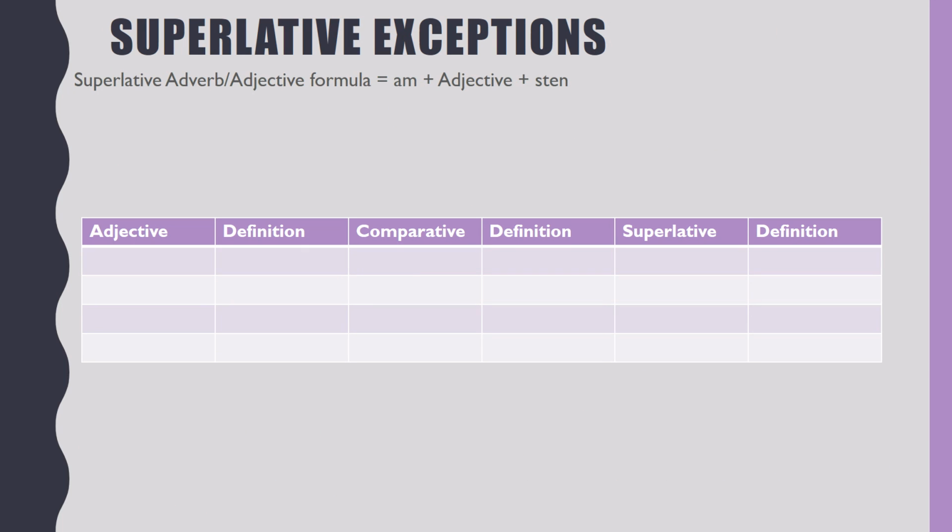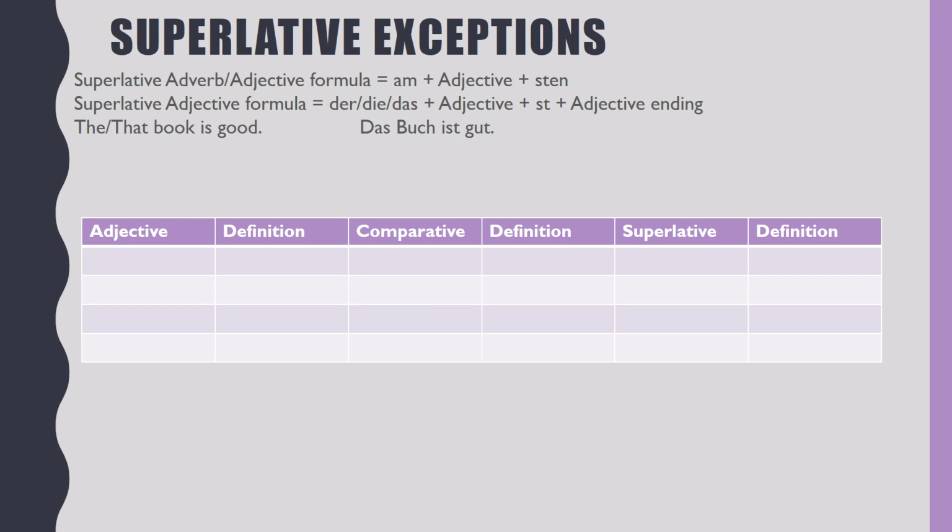Superlative adverb formula is am plus adjective plus sten. The superlative adjective formula is the correct der, die, or das plus adjective plus st plus adjective ending. The or that book is good. Das Buch ist gut. We have this book is better. Dieses Buch ist besser. My book is the best book.